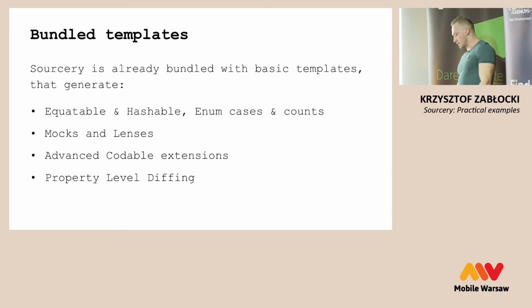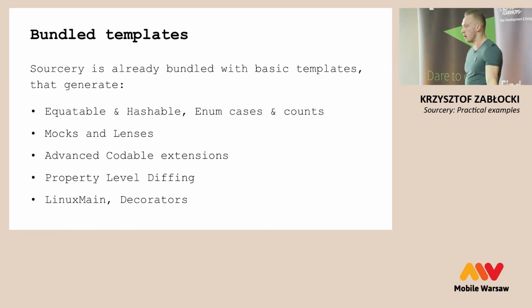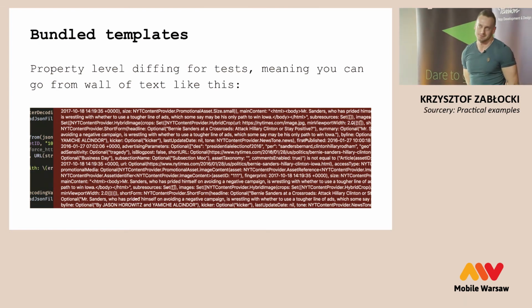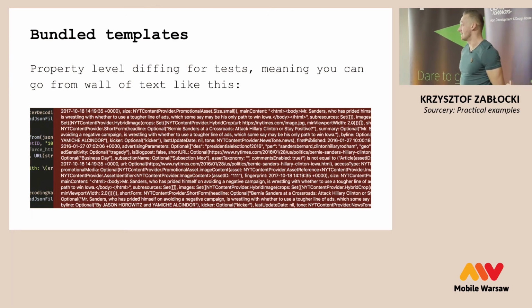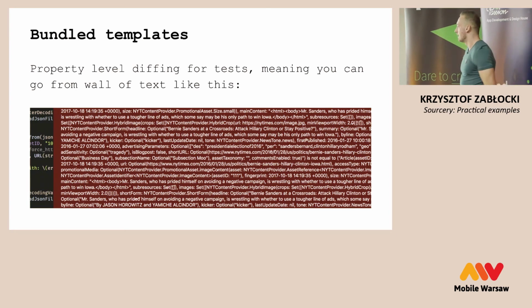It also allows you to do property level diffing, which I'm going to show in a second. It also can generate Linux main, which is what Apple uses a lot. People at Apple use that for their work. It can generate decorators. There's a bunch of other templates. But if anyone does TDD, we have to do equality tests in our expectations. And this is how Xcode thinks equality should look like, the result of equality on a composed object.